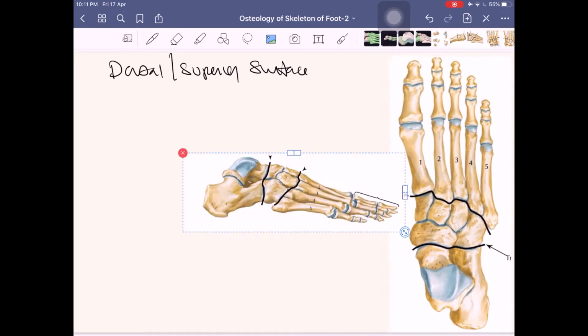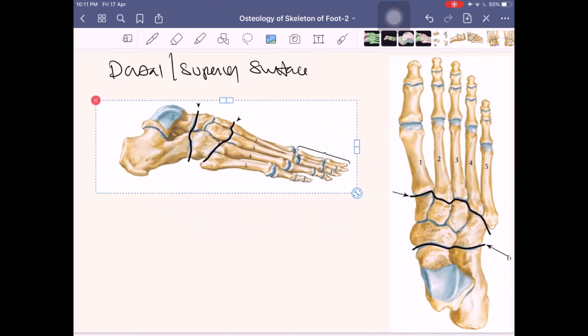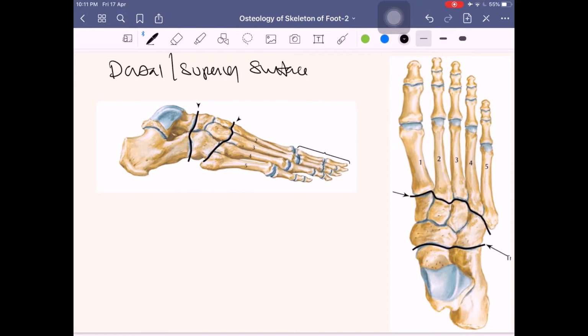So again, we put this as dorsal, and we put this one here. So again, this is a dorsal surface. So this is a dorsal surface in the diagram. Nice. So dorsal is also called superior surface. Now the dorsal surface is convex. As you can see, it is convex upward.